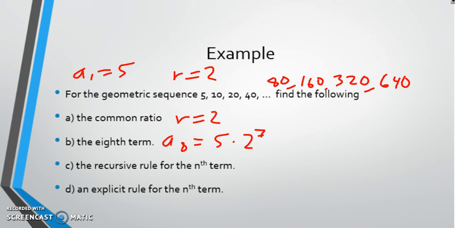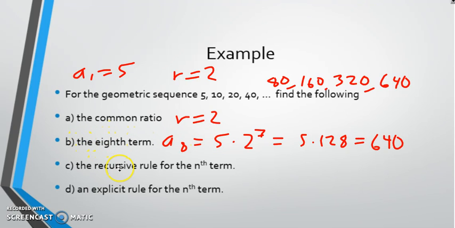So now we just need to evaluate what we have here. 2 to the 7th power should be 128, and then we're multiplying 128 times 5, which is where the 640 comes from. Okay, so the formula becomes more and more useful the farther into the sequence you're looking.